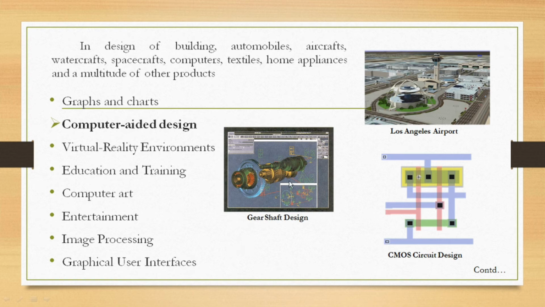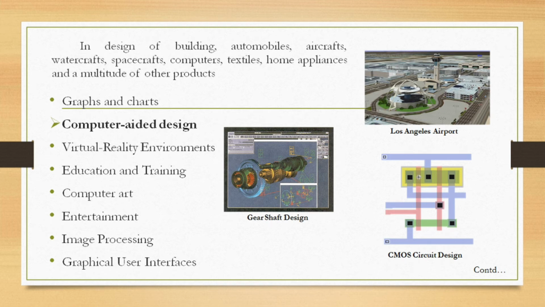Here the examples are the gear shaft design, then the Los Angeles airport. Those things cannot be built immediately. Those designs have to be planned first. Here we have CMOS circuit design. So the designing of automobiles, aircraft, spacecraft, all of those can be done by making use of computer aided design. So graphics are used in the field of computer aided design, that is CAD.